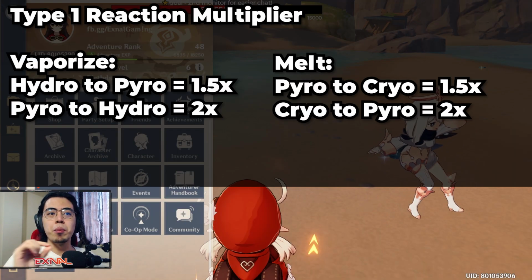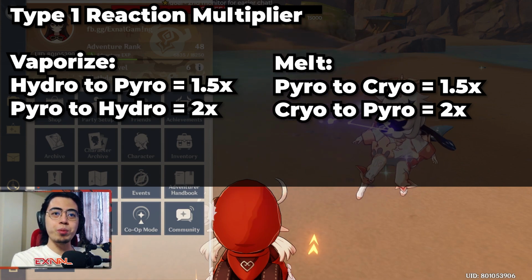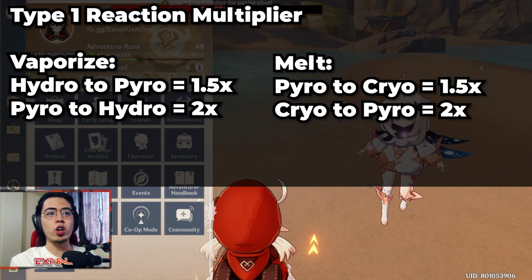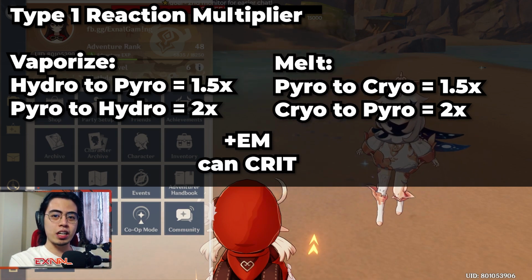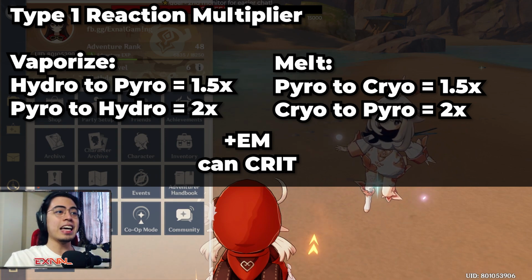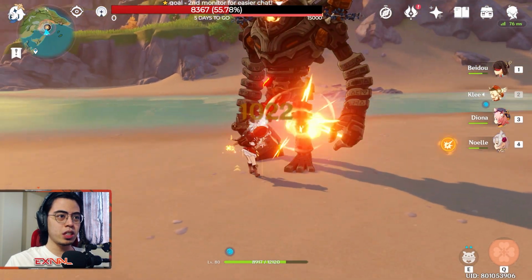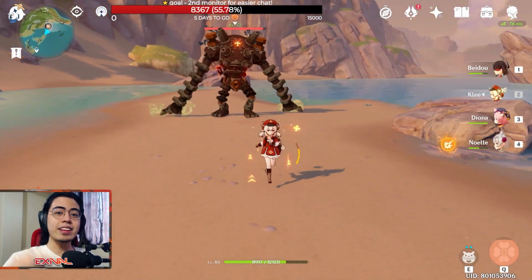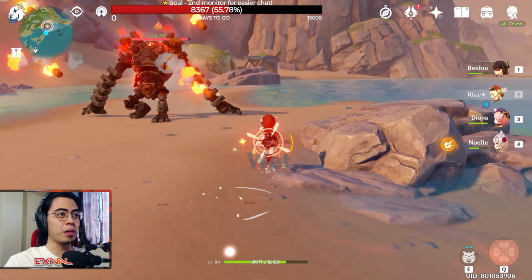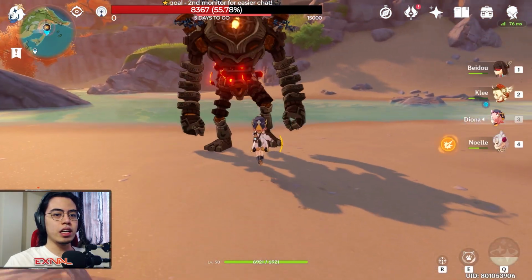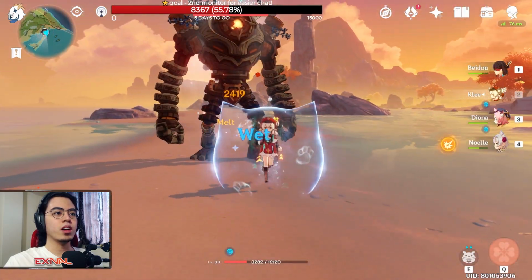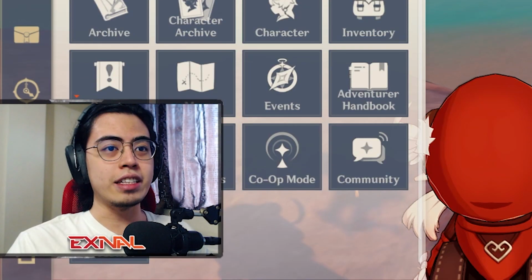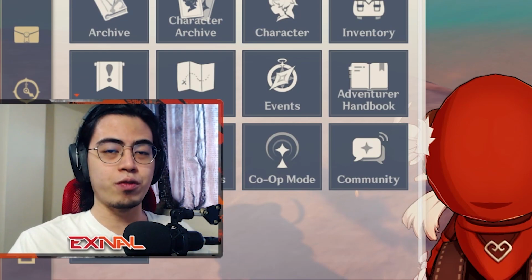Type 1 reactions multiply the damage done by either 1.5 times or 2 times, depending on the order of application, plus some bonus from elemental mastery. And this damage can also crit. Basically what it is, if Klee attacks, let's look at the damage. So that's 1022. That damage will be multiplied by 2 times if the opponent has a cryo effect. So there we go, 2419. I did 1022 damage times 2, that's 2044, plus some bonuses from elemental mastery.